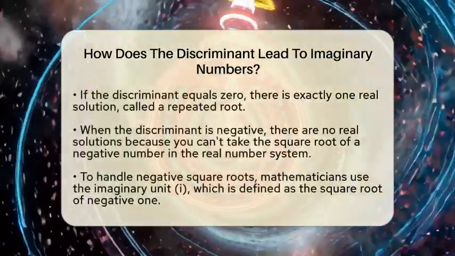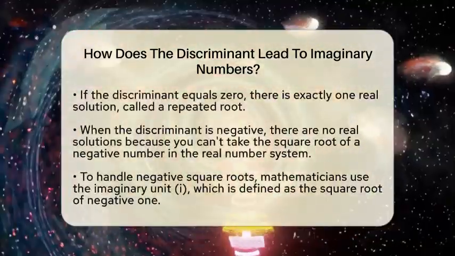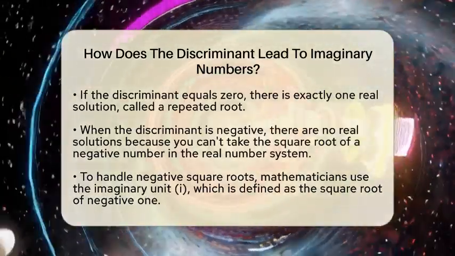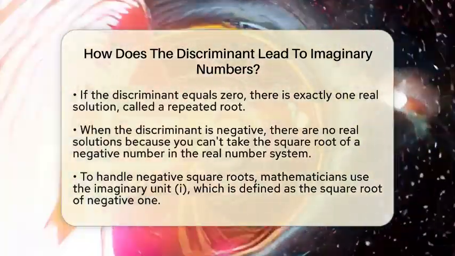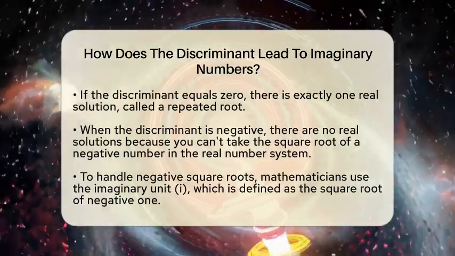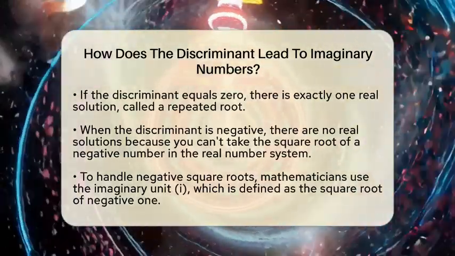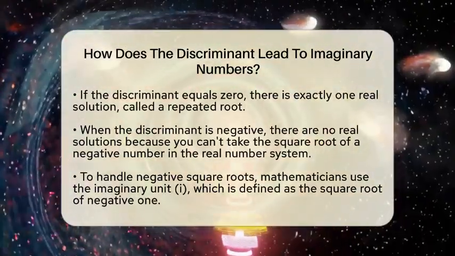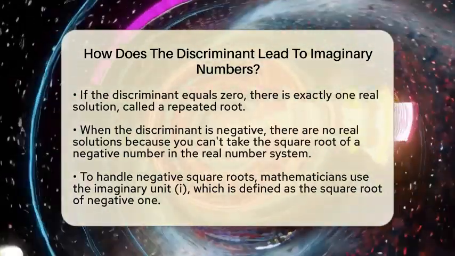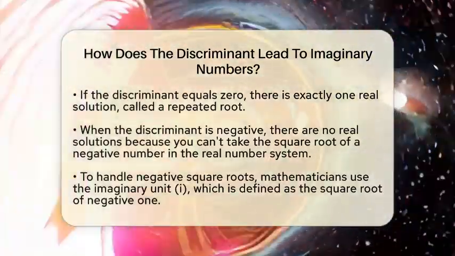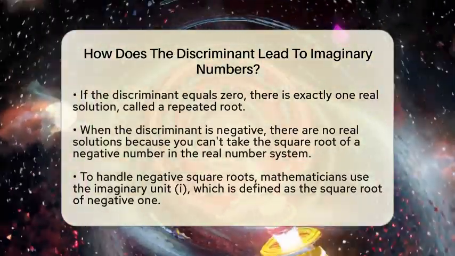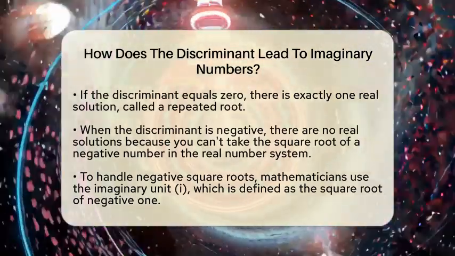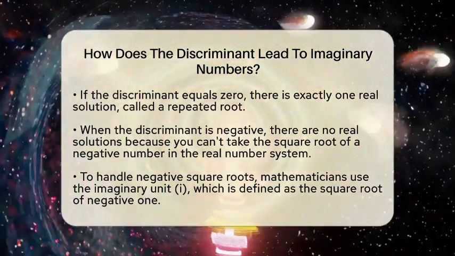But if the discriminant is negative, things get interesting. You won't find any real solutions because you can't take the square root of a negative number in the real number system. That's where imaginary numbers come into play. To handle square roots of negative numbers, mathematicians use the imaginary unit, which is written as i, and is defined as the square root of -1.